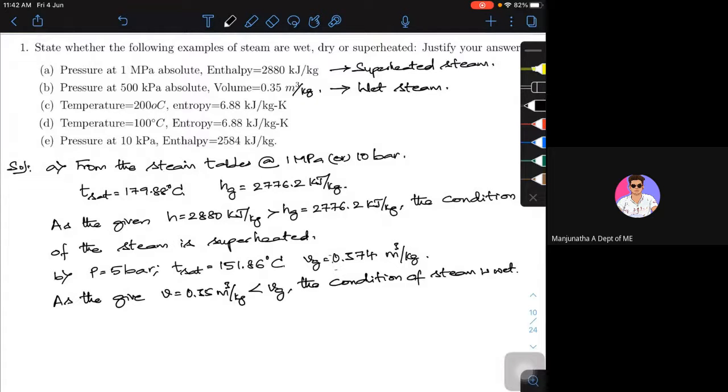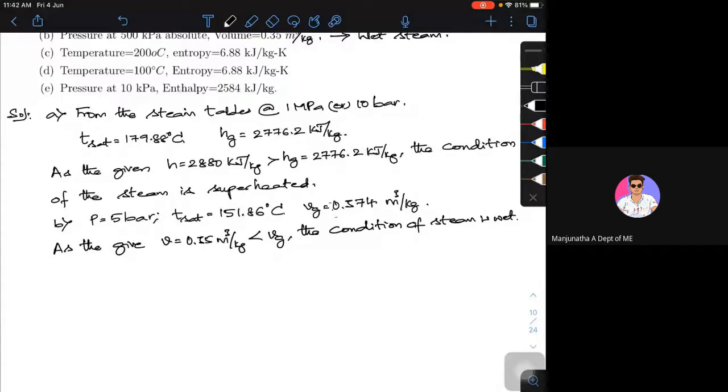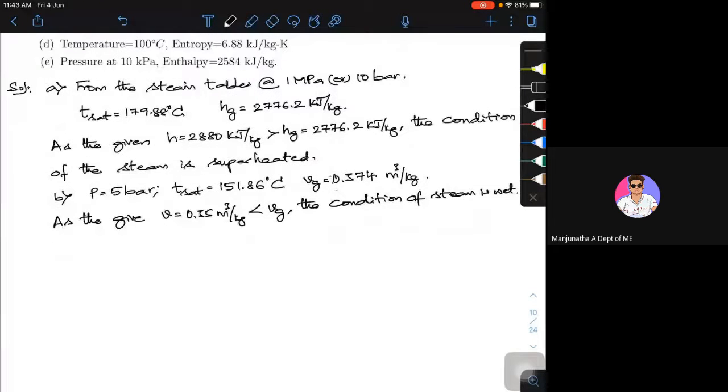So this is to get you used to how to refer to steam tables. At every point, please try to look into the saturation temperature. Now the third one, I'm going to your temperature based steam tables. The third condition: at a temperature of 200 degrees Celsius, they are given the entropy as 6.88 kilojoules per kg Kelvin.